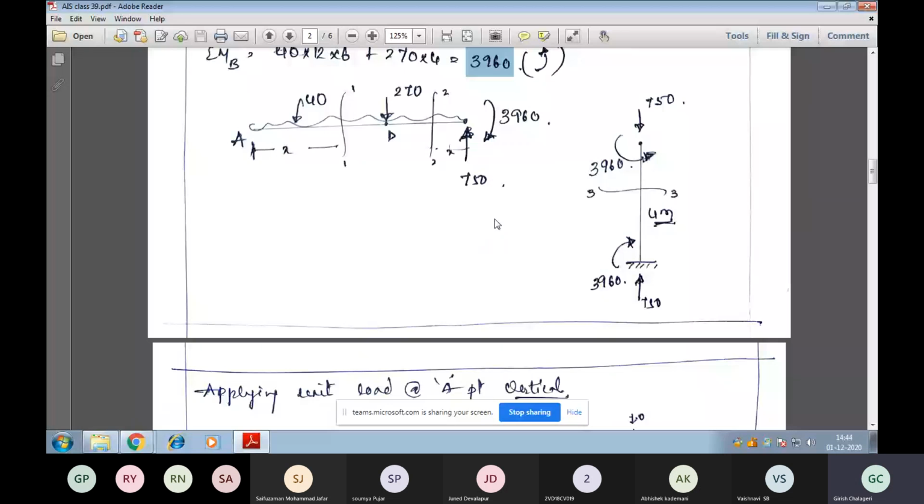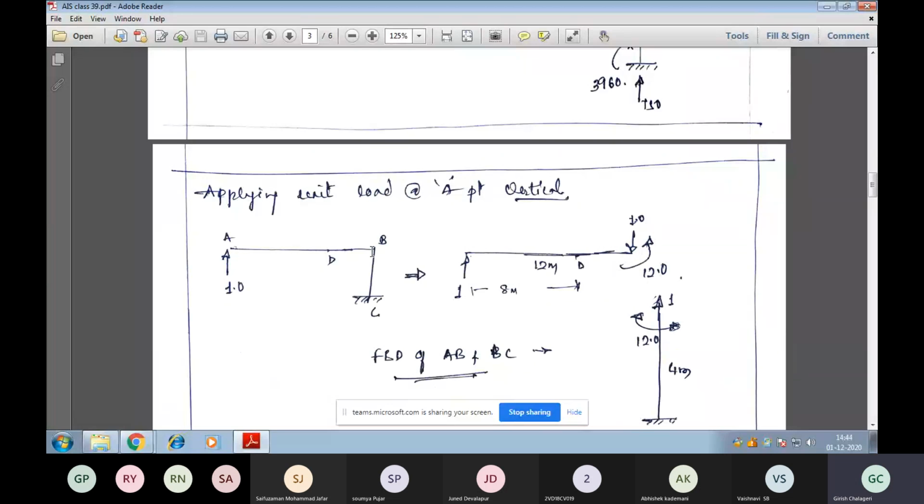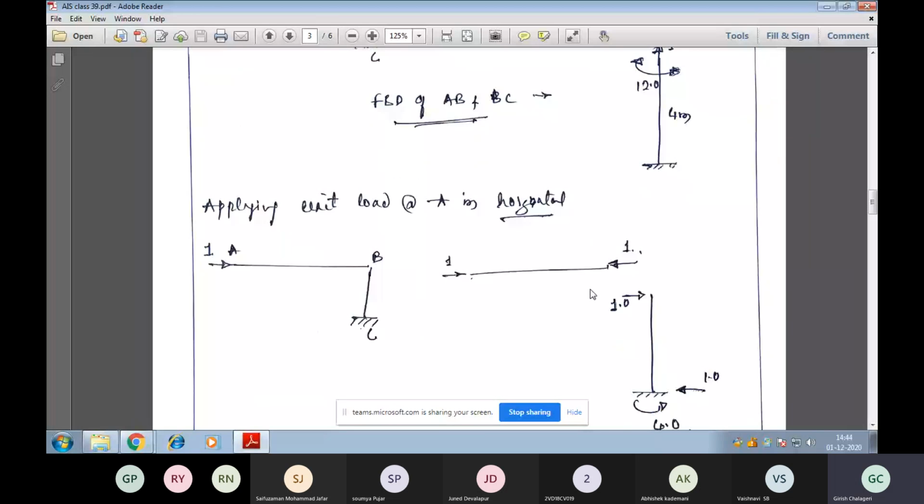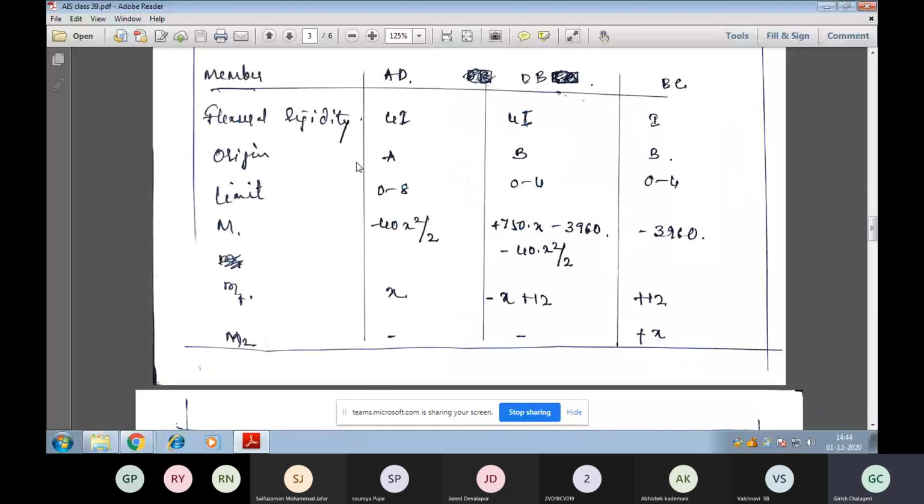So here also the same, apply the unit load. You can see at B it is split here. 1 into 12, 1 upward, 1 downward. The moment will be 1 into 12. It is in the clockwise direction. To resist this, a moment of 12 is applied at this point. The opposite of these forces will be there in member BC. The same concept is applied everywhere. Then we are drawing this, that is flexural rigidity EI, integral of M, M.